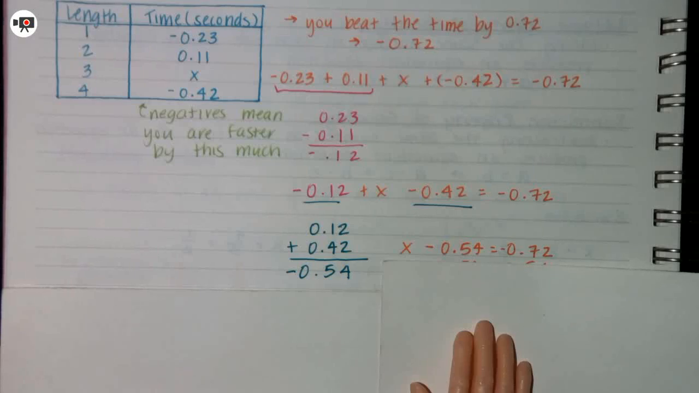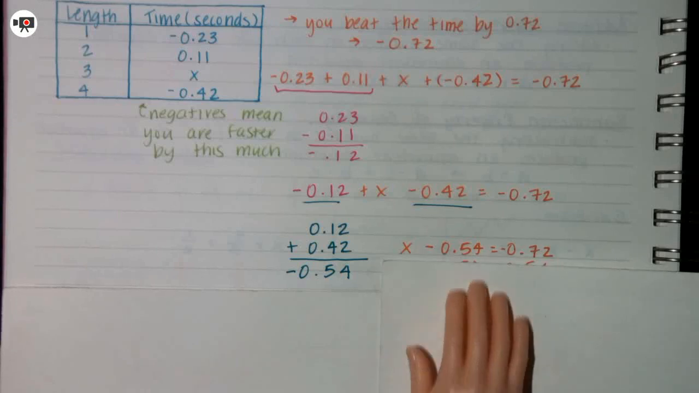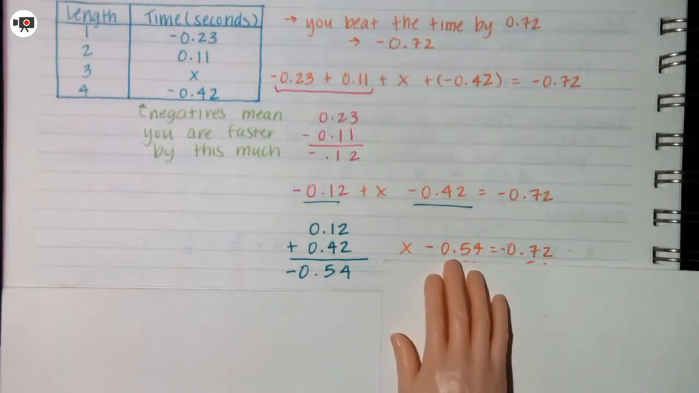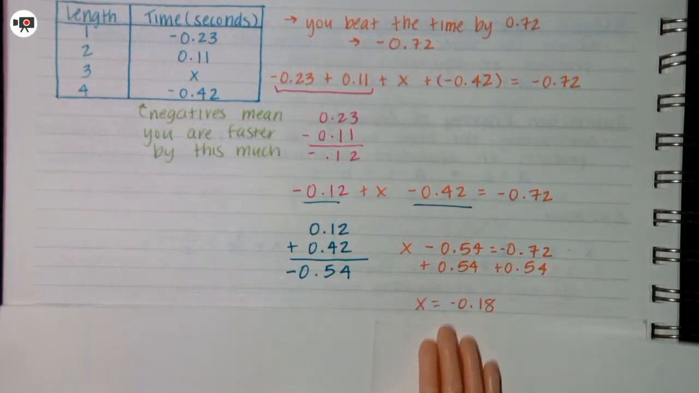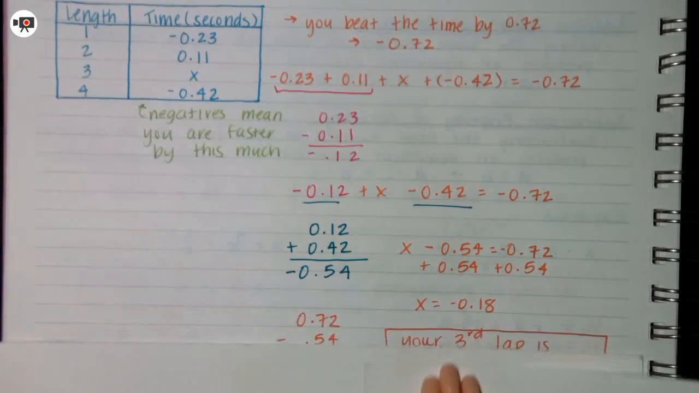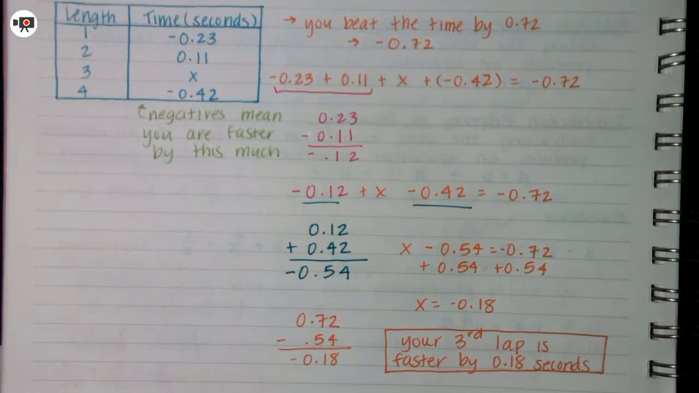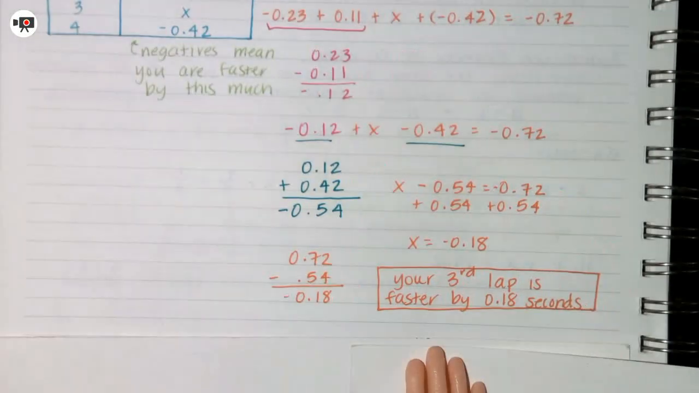So x minus 0.54 is negative 0.72. Now to get x by itself, I need to add 0.54 to each side, and x is negative 0.18. So that means my third lap is faster by 0.18 seconds compared to the person who held the record before me.